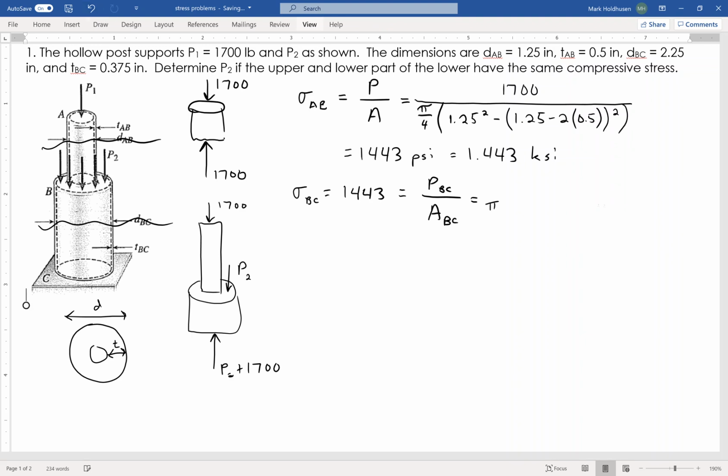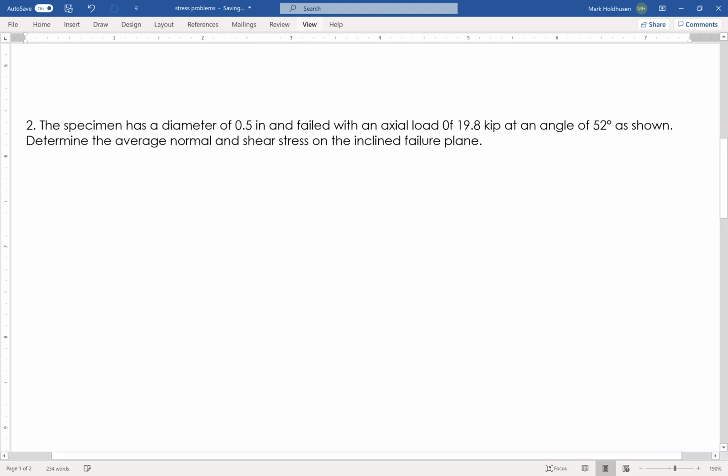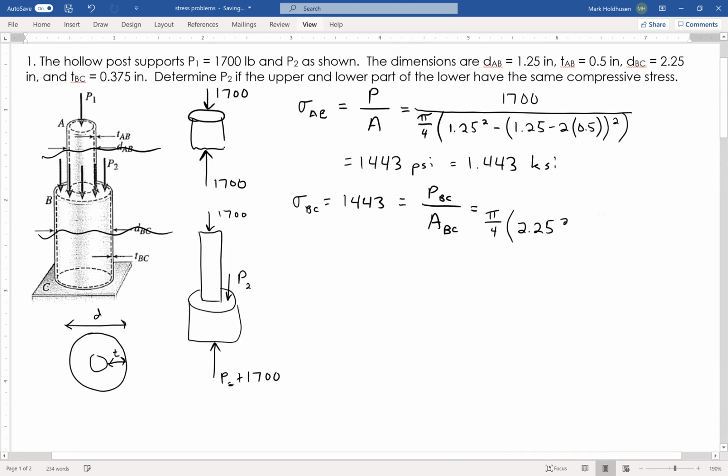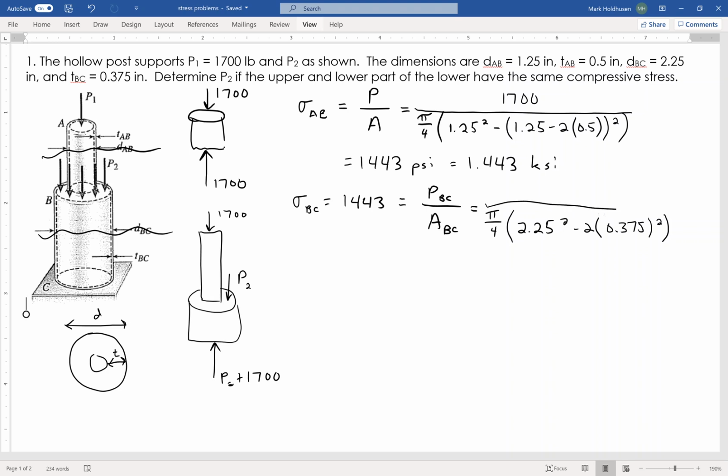It's going to be pi over 4 times that outer diameter, 2.25, squared, minus 2 times the bottom thickness, 0.375, and then all of that squared. So it'll look like that. And then that force again is going to be P2 plus 1,700.